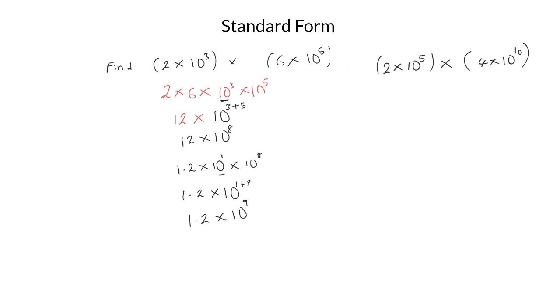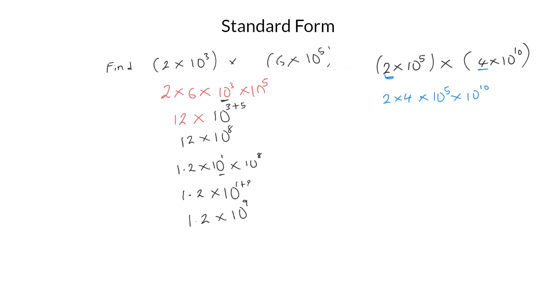So again, the first thing is to arrange these numbers in such a way that the front numbers will be together. The front number here is 2, the front number here is 4. So I'm going to arrange that for the two of them to be together. So I will have 2 multiplied by 4. Is that good? Yes. 2 multiplied by 4 and 10 to the power of 5 multiplied by 10 to the power of 10.